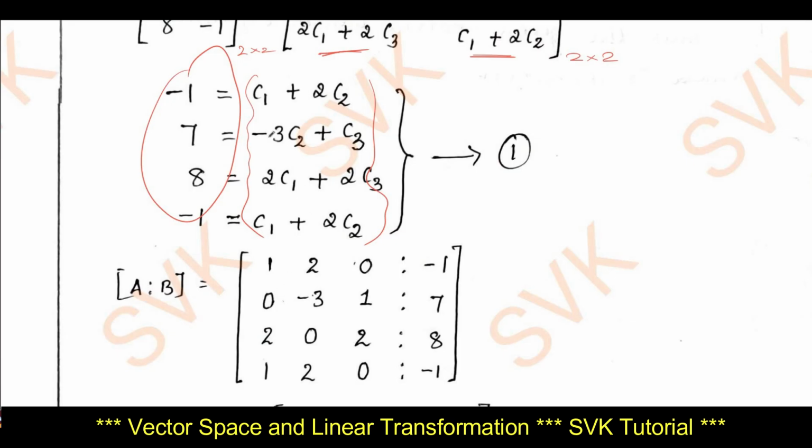Similarly, the second row will be filled with the second equation. The C1 value is 0 here. There is no C1. Since the coefficient of C1 is 0, I have written 0, minus 3, 1, 7. Similarly, I can write the remaining rows.